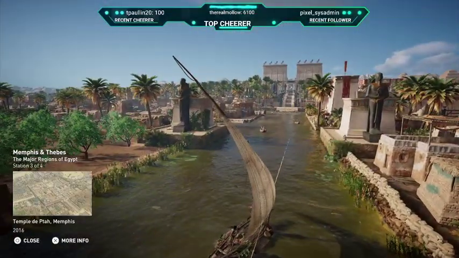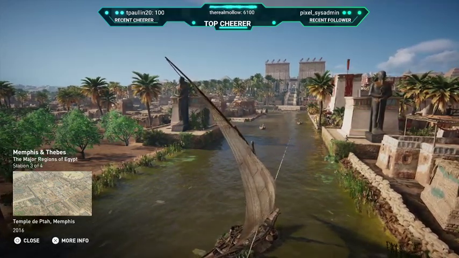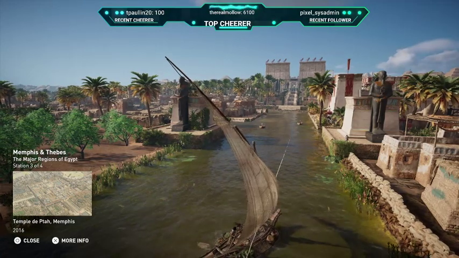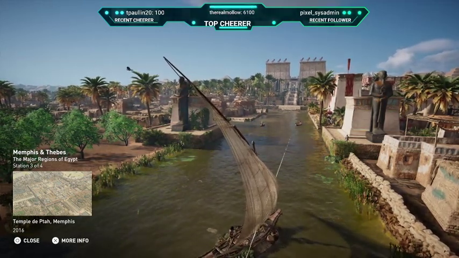Both regions had some pretty major cities, most notably Memphis in Lower Egypt and Thebes in Upper Egypt. There were different religious cults in both regions, each worshipping their own major gods.